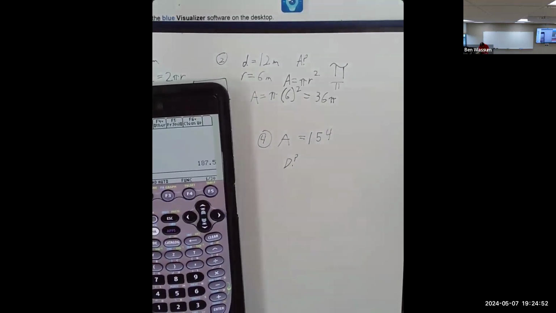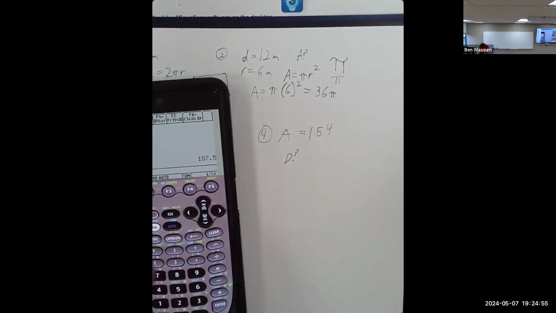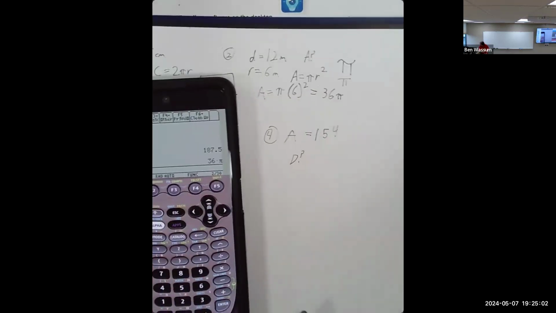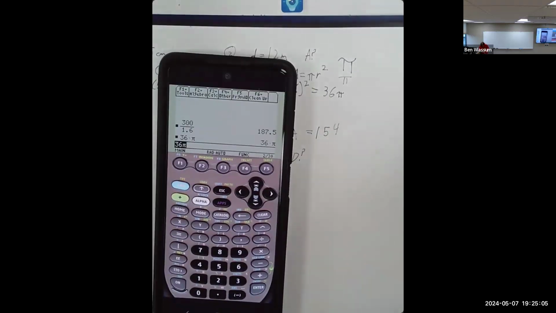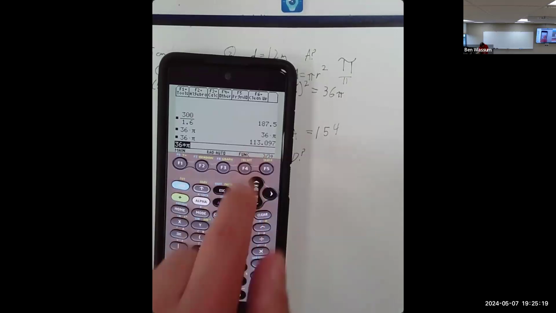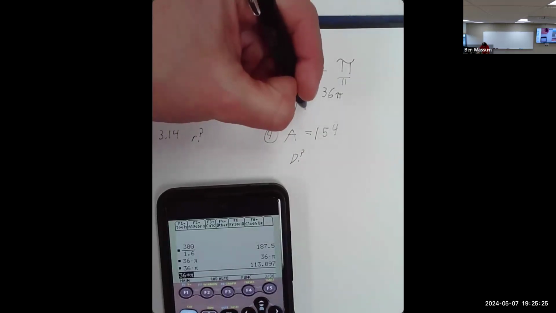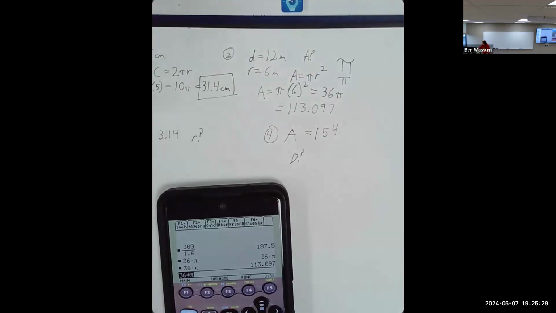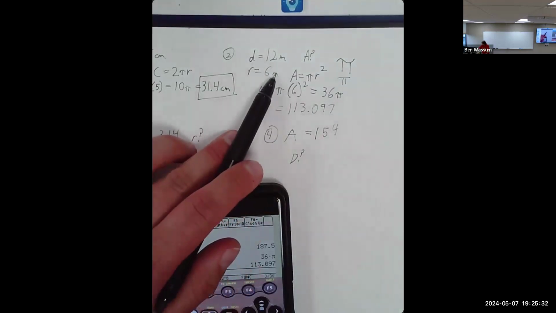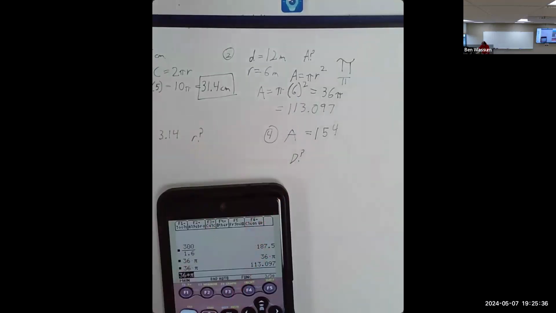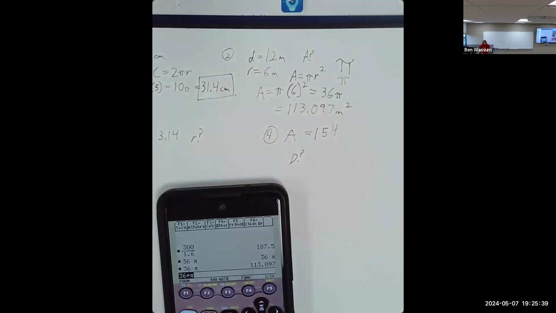Okay, so we have 36 pi. Fun thing is that if your calculator is a jerk, you'll hit enter and it'll spit out 36 pi because this particular one is giving you an exact answer. So I had to get an approximate answer, which is 113.097. Now, our units were in meters originally, and we just squared meters. So our units are meters squared.